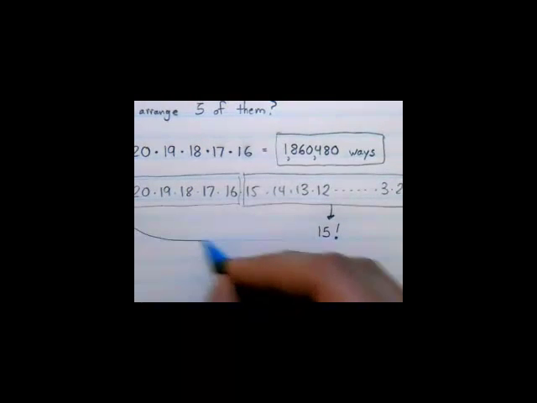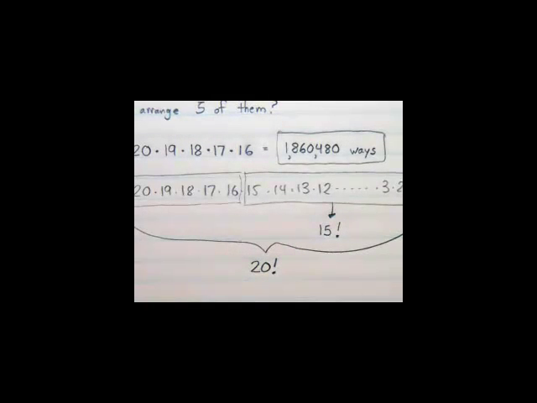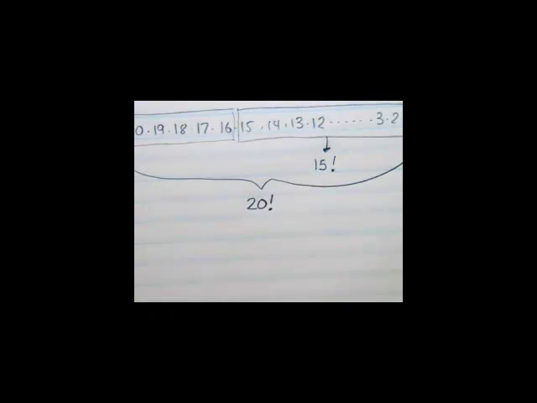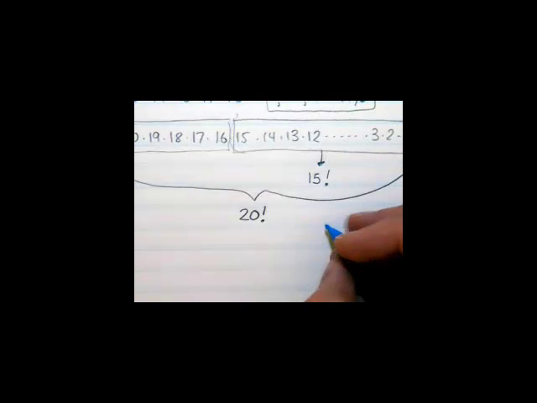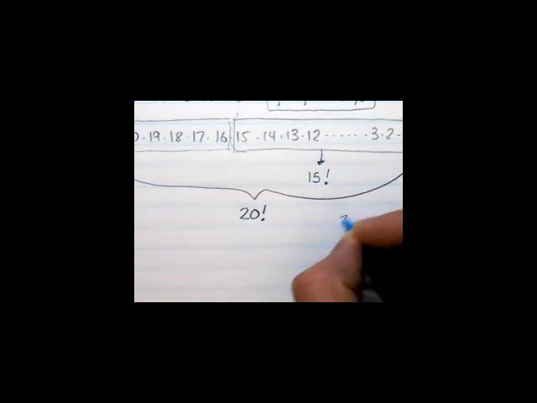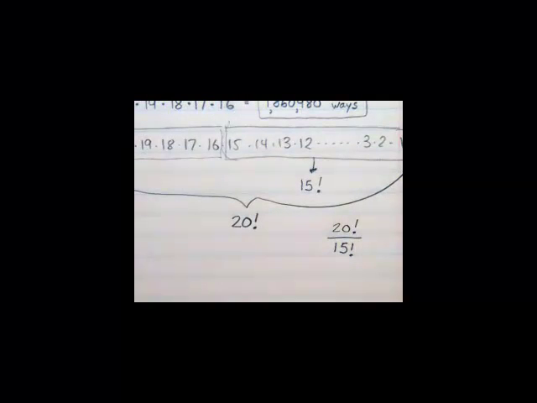So the entire thing, okay, now not exactly that because this is all multiplying, right? So you're actually taking the total and you're dividing out this bit, right? So what I came up with here was actually 20 factorial divided by 15 factorial. Does that make sense?